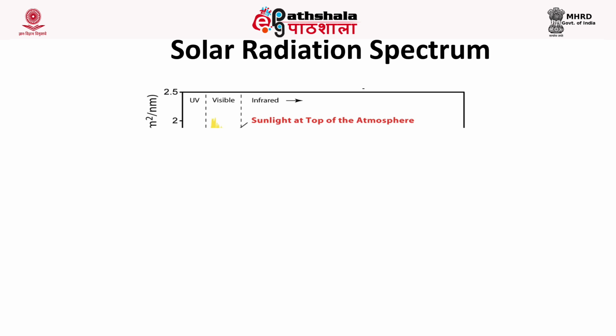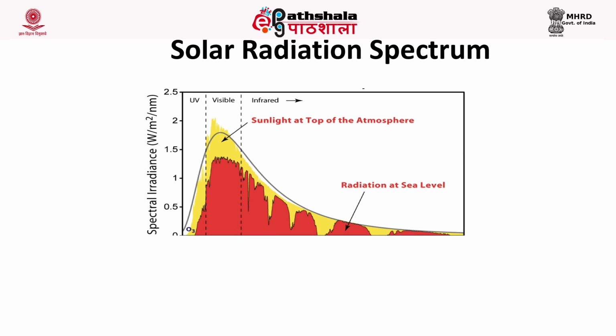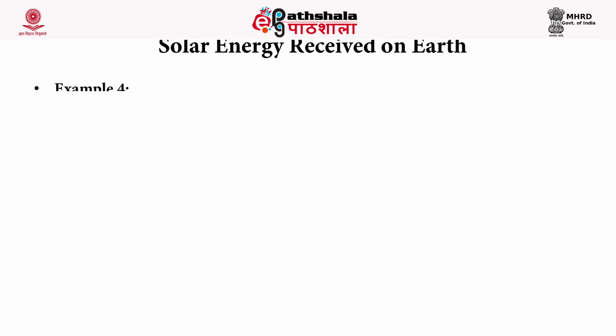This figure shows the solar radiation spectrum for the direct light at both the top of the earth's atmosphere and at the sea level. We can see the spectral irradiance versus the wavelength of the radiation. What is its irradiance at the atmosphere and at the sea level?